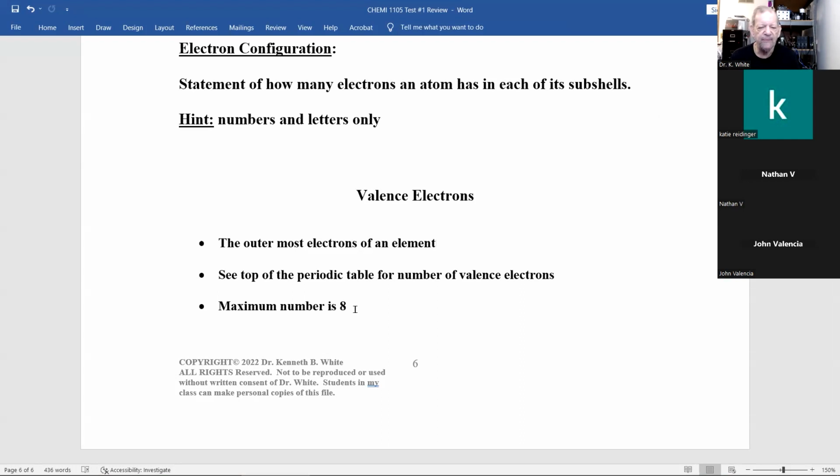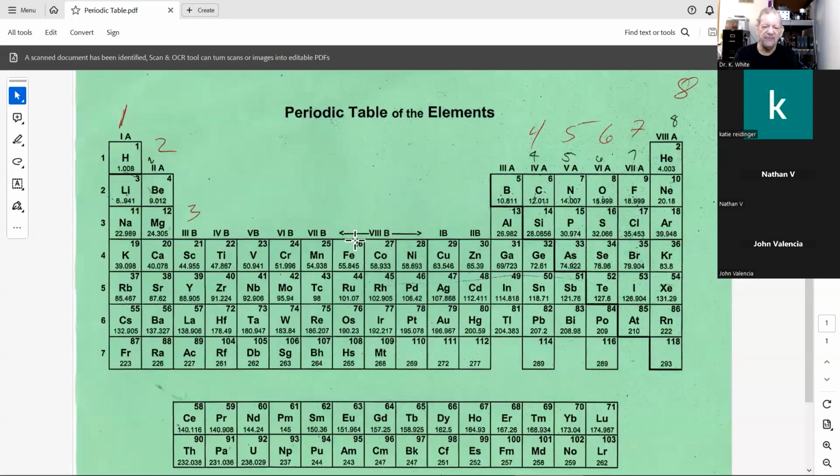Now remember, the maximum number of valence electrons any element can have is 8. It says it right here. Now, in the past, when I went to school, we were taught Roman numerals. A couple of years ago, I found out they don't teach that in school anymore. So if you look at this older periodic table, you see the Roman numerals, but I also have the numeric equivalent in case you don't know your Roman numerals.